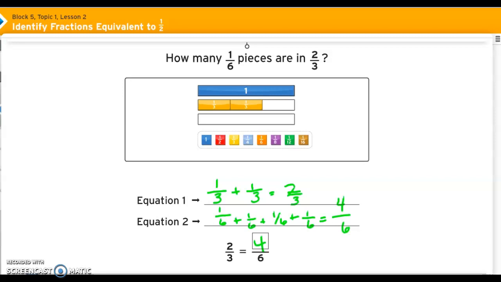Hi, and welcome back. Today we're going to do Block 5, Topic 1, Lesson 2. And you'll remember, you already know how to model fractions as part of a whole. So when we were doing how many 1/6 pieces are there in 2/3, you would build the 2/3 and then build the 1/6 underneath.